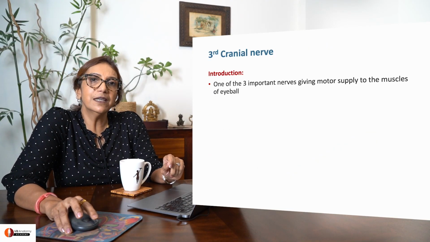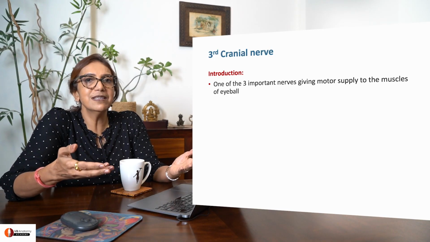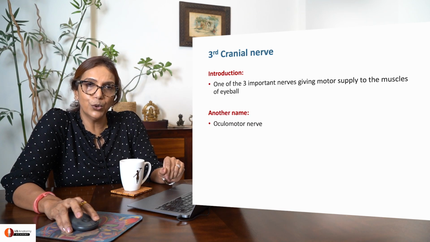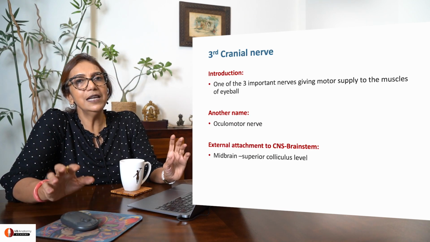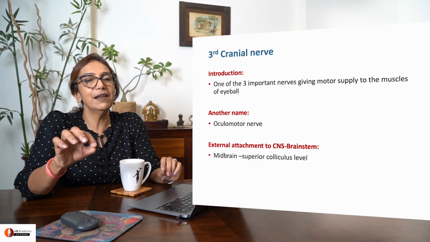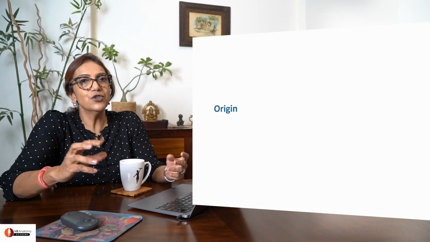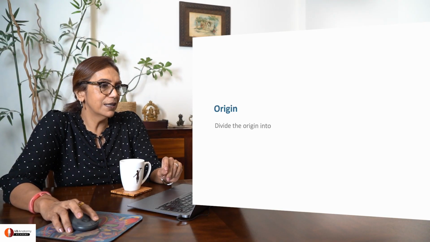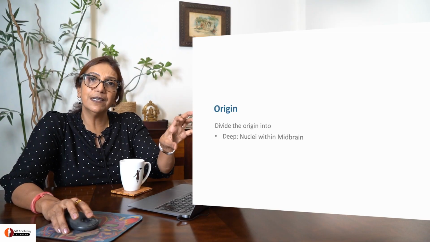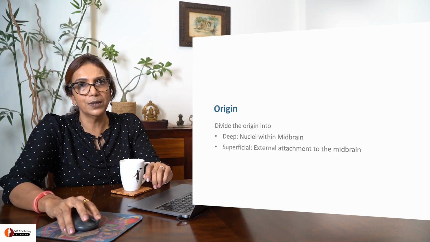Let's begin. The third cranial nerve, one of the three important nerves giving motor supply to the muscles of the eyeball, also called the oculomotor nerve, is externally attached to the brainstem, to be precise, the midbrain, at the level of the superior colliculus. The origin of this cranial nerve can be divided into deep origin, nuclei within the midbrain, and superficial origin, external attachment on the midbrain.